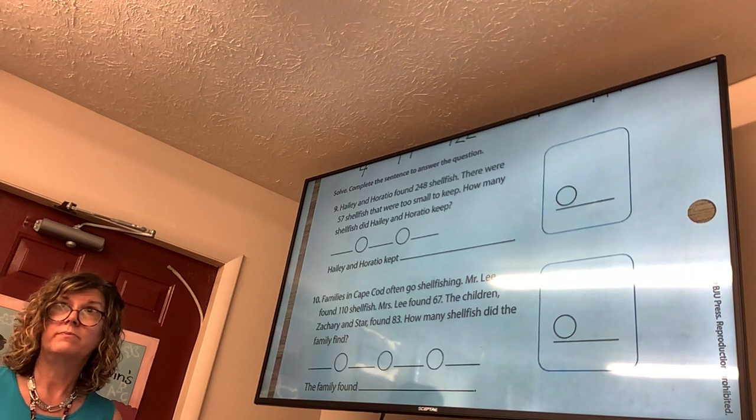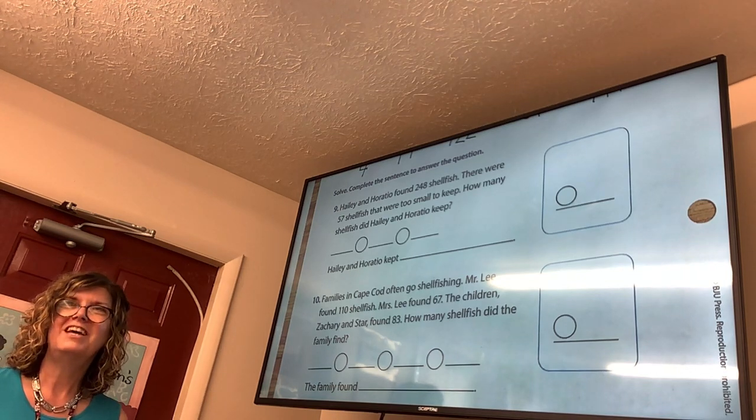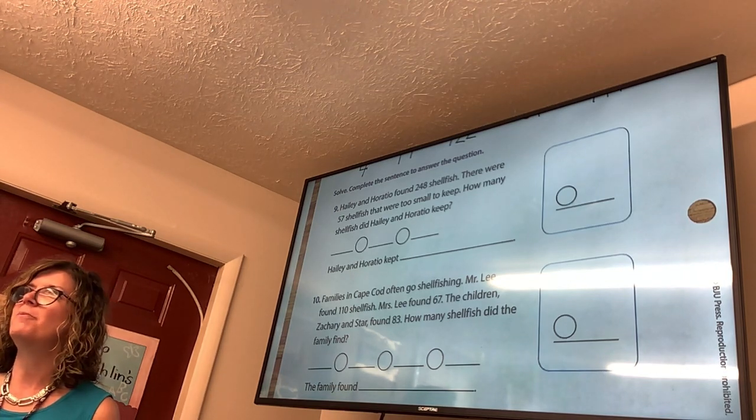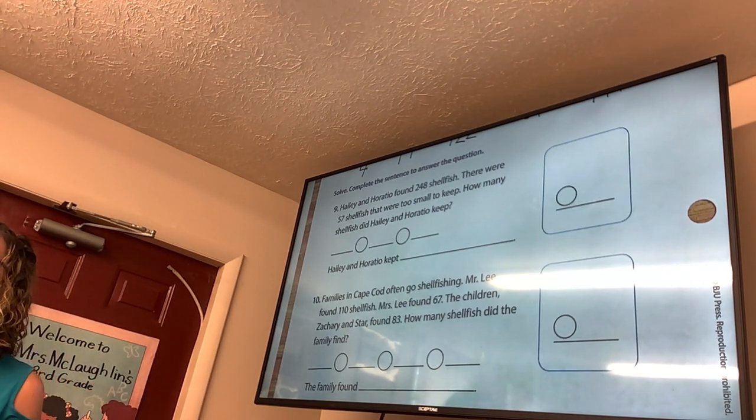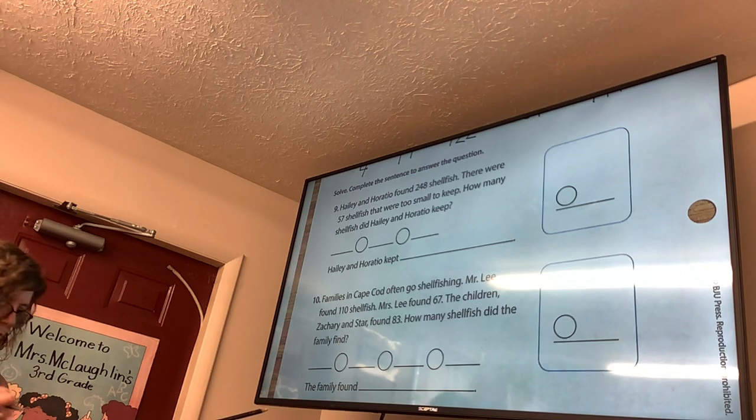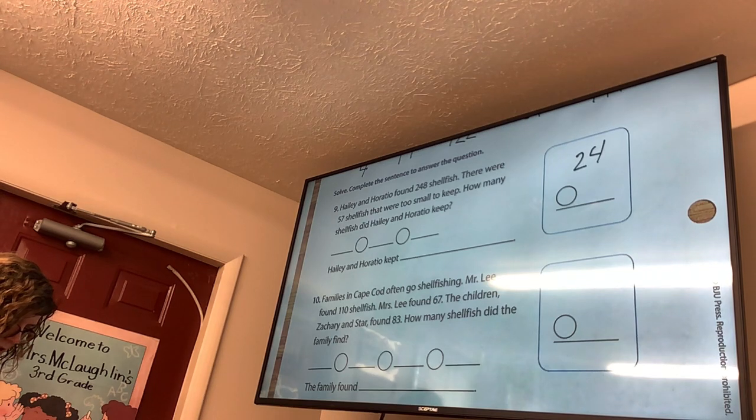So what are we going to do? Put it in the box. Okay, but I need to know what we're going to do as far as what. Subtract. Yeah, we need to subtract, because the ones they could not keep because they were too small, they're throwing back in the water. That's what you do with them. All right, so we're going to start with a big number, which is? 248. Yes, 248. And we're going to subtract the ones that were too small. So we're going to subtract 57.